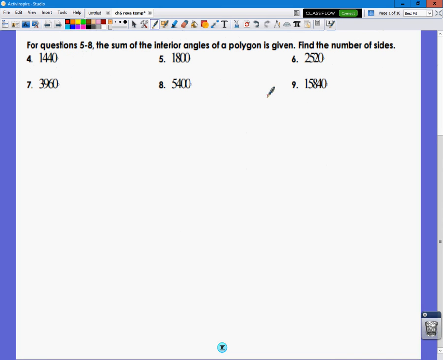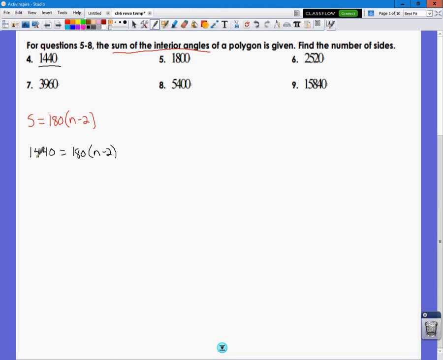Numbers 4 through 9, all done the same way. This is the sum of the interior angles of a polygon. The formula for the sum of interior angles is S equals 180 times (n minus 2). This is all driven from this formula. Once you've done one, you can see how to do it, so we can get rid of the formula. I'm going to replace this S with 1,440, and it's equal to 180 times (n minus 2).